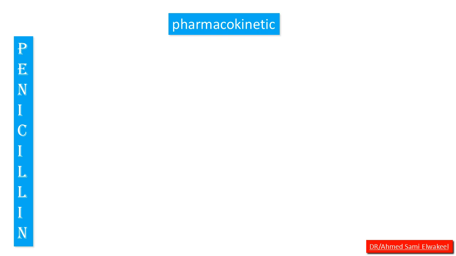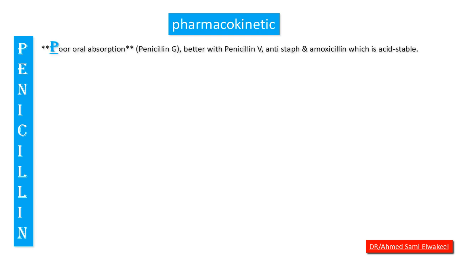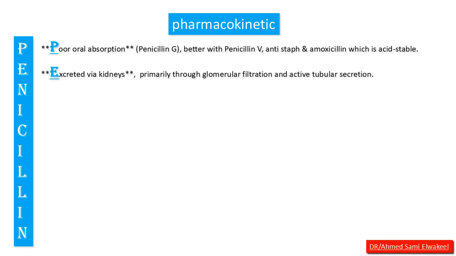Pharmacokinetics. The mnemonic is "ladder of penicillin." B: Poor oral absorption, which is common with penicillin G, and better with penicillin V, staph penicillins, and amoxicillin, which is acid stable. E: Excreted via kidney, primarily through glomerular filtration and active tubular secretion. N: Non-metabolized largely. Most of the drug is excreted unchanged.